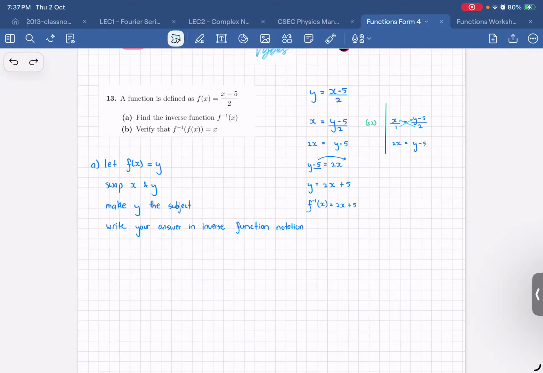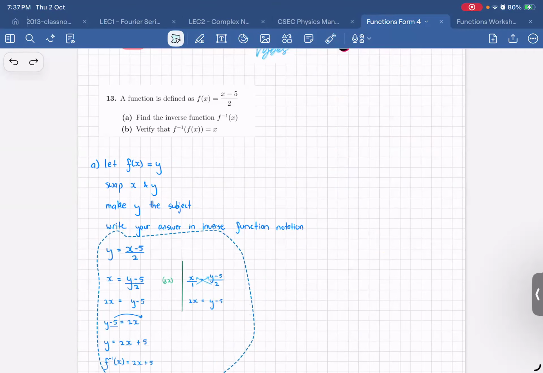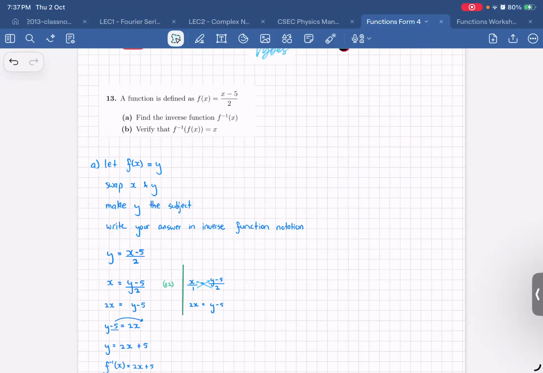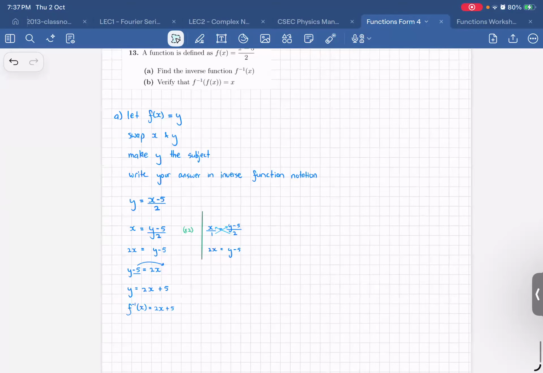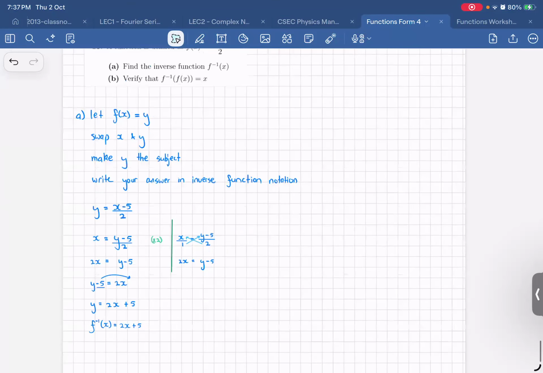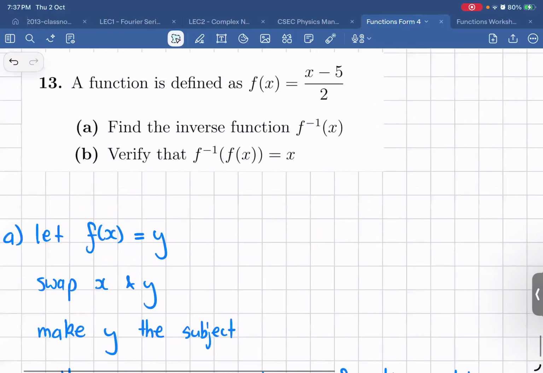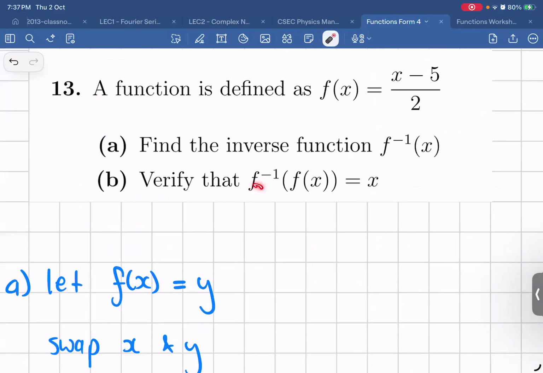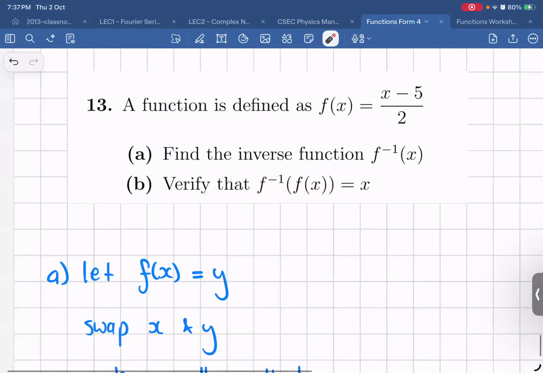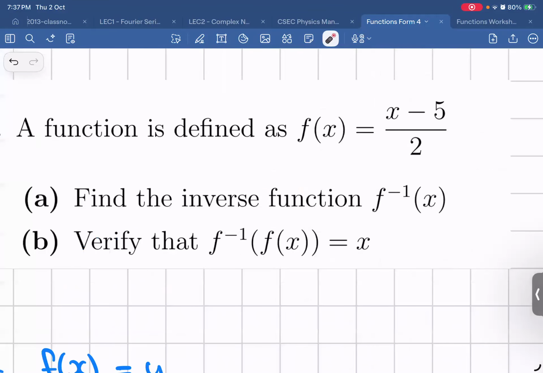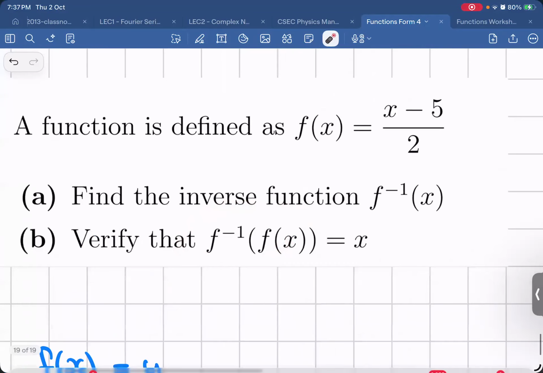All right, so we did A. Nice. So here, Ria, you see that last part that is asking us to verify that this and this will be equal to x? Yes, sir. This is going to wrap up everything we learned today, because you realize this combines composite function and inverse function. Notice f inverse.